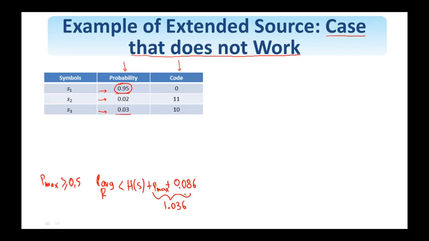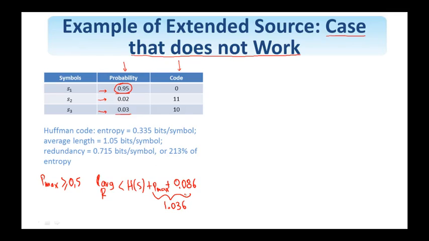So for this particular source and this particular code, if we pull out the statistics, we see that this is the value of the entropy, this is the value for the average code word length, and therefore this is the redundancy. And percentage-wise, we are 213% away from entropy. So this is a very inefficient code, and we would like to improve its performance by extending the source.